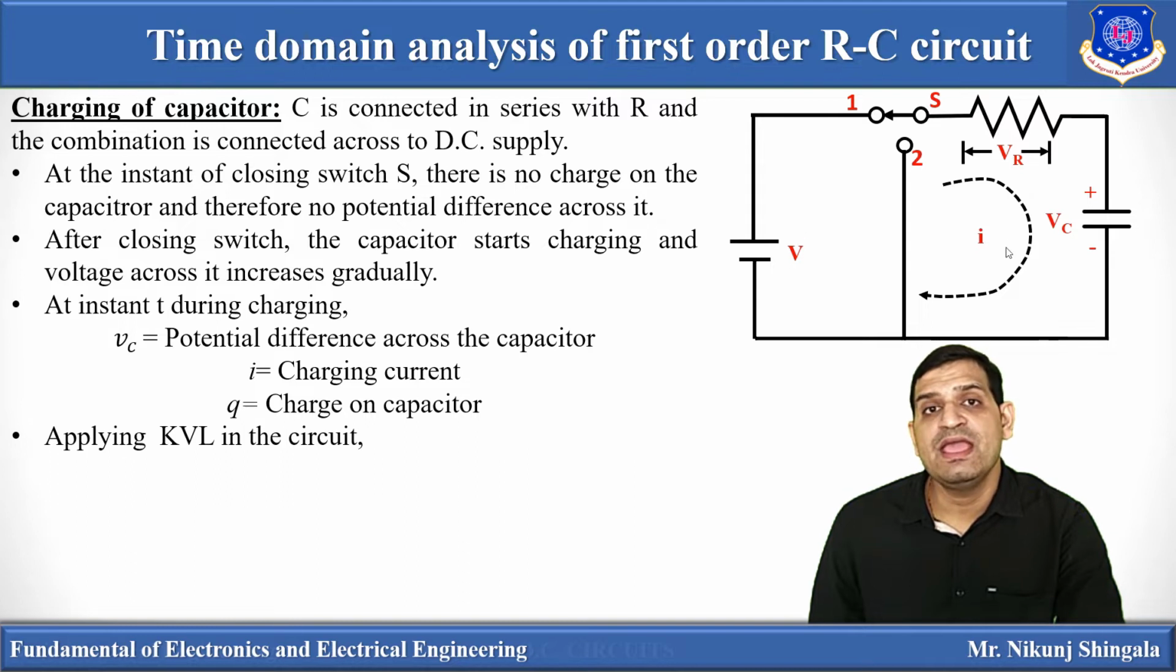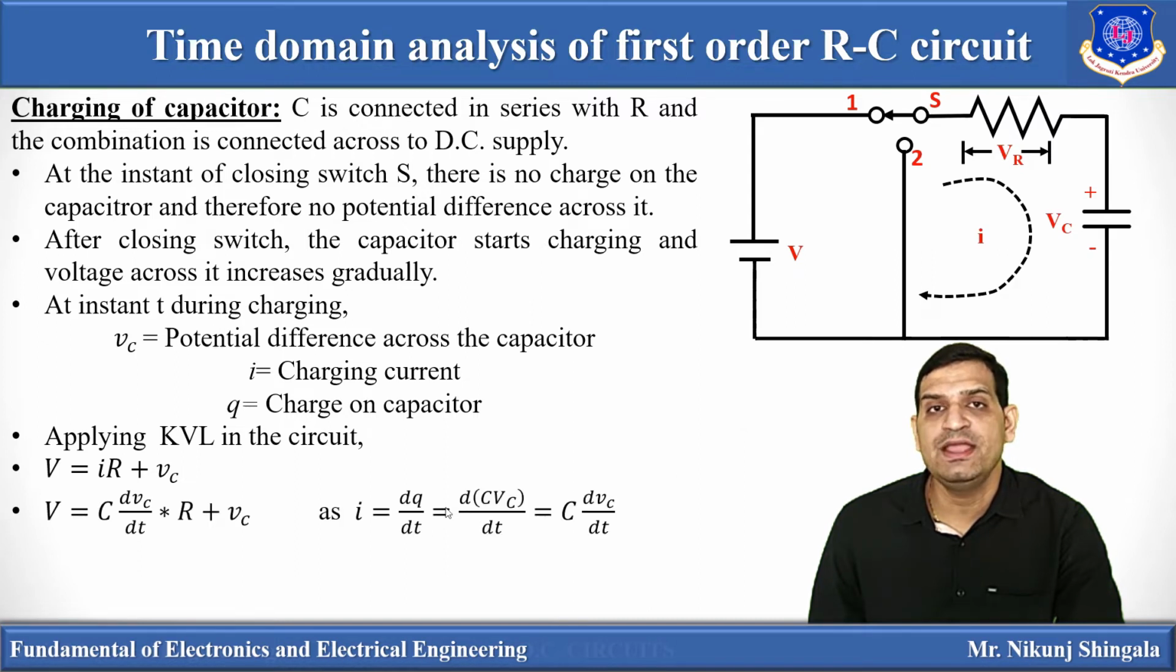Now if we apply KVL in this loop, we get total voltage V equal to VR plus Vc, and VR is nothing but iR. So we can write V equal to iR plus Vc. Now we can write i equal to dq by dt, because i is charge divided by time, and q is nothing but CV. But here the capacitor voltage is denoted by Vc, so we can write q equal to C Vc. So d by dt of C Vc is equal to C dVc by dt.